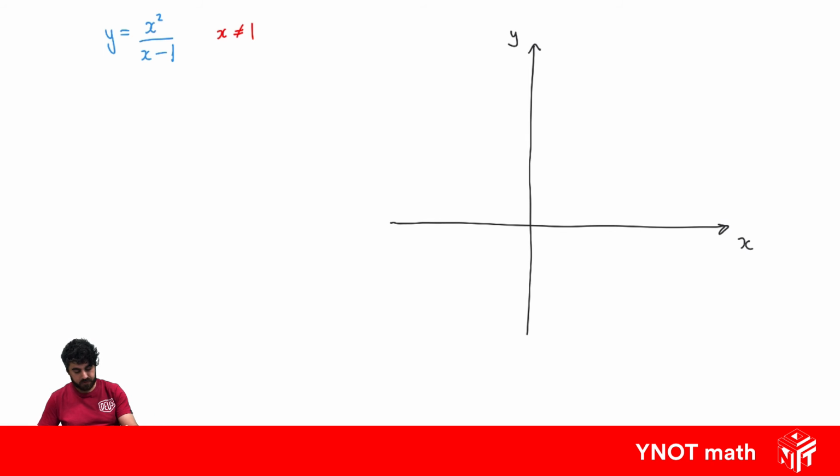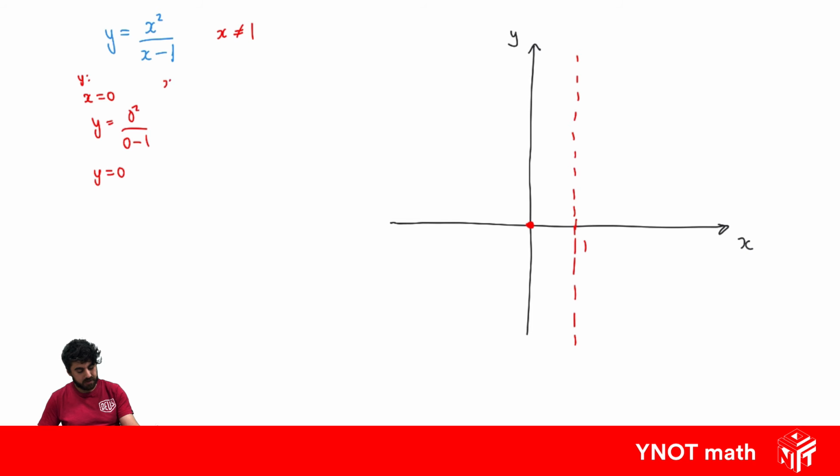So at the point 1 here, we've got a vertical asymptote already. Now, let's see if we can find any x and y intercepts. If we want any y intercepts, we can set x equal to 0. So we'll have y equals 0 squared over 0 minus 1, so we just get y equal to 0, which means we have an intercept at the origin.